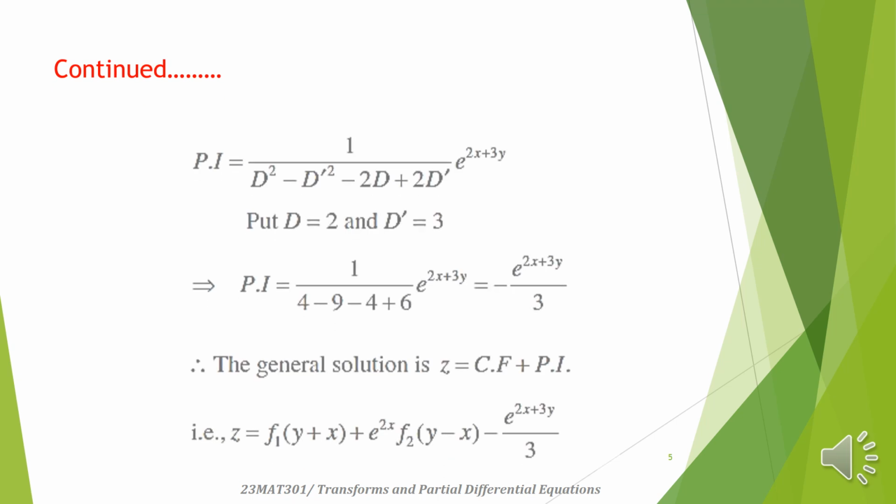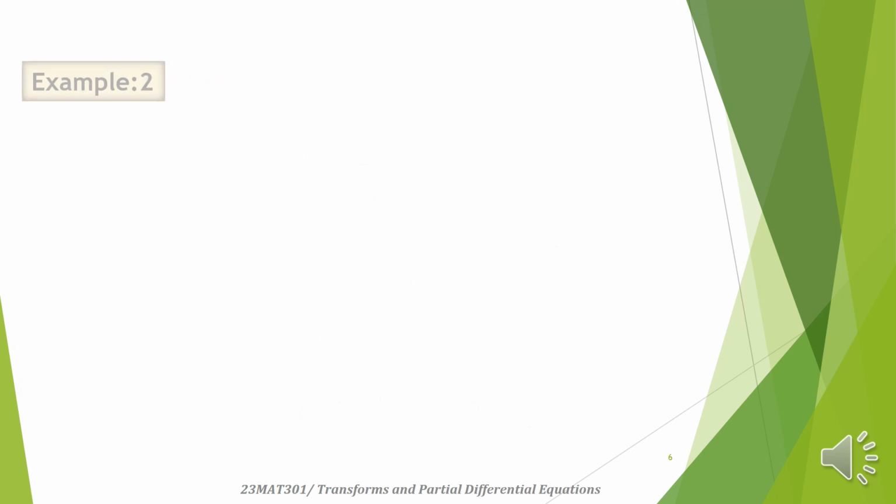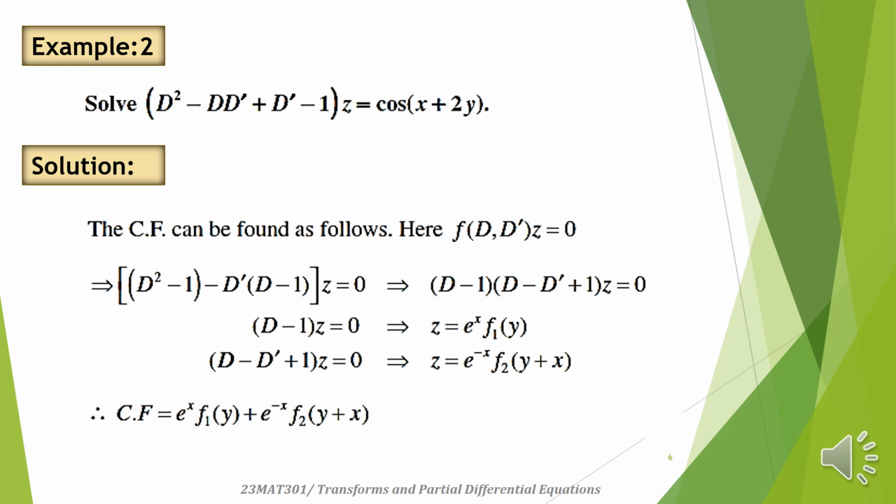For the particular integral, substitute the values and you will get the complete solution. The same here: D square D dash minus 1. What I'm doing is, from D square minus 1, I am taking that term common. Then from the second and third terms I am taking D dash commonly outside, and I'll get D minus 1. D square minus 1 can be written as D plus 1 into D minus 1. If I take D minus 1 commonly outside, I'll get D plus 1 minus D dash. So D minus D dash plus 1.